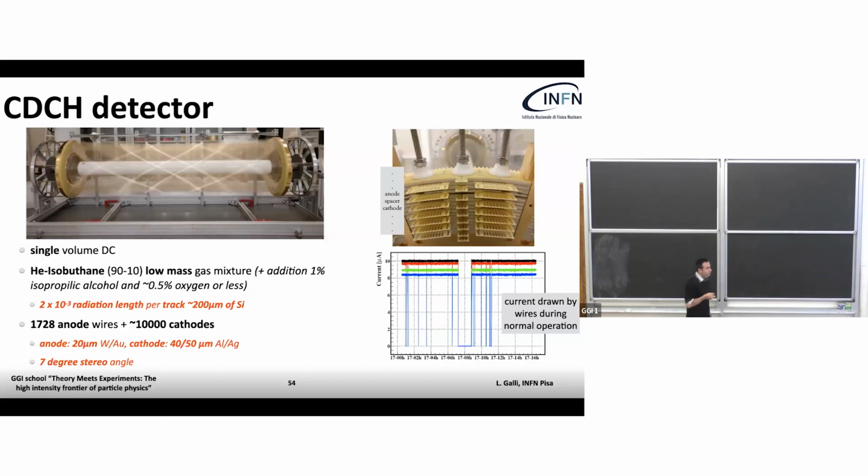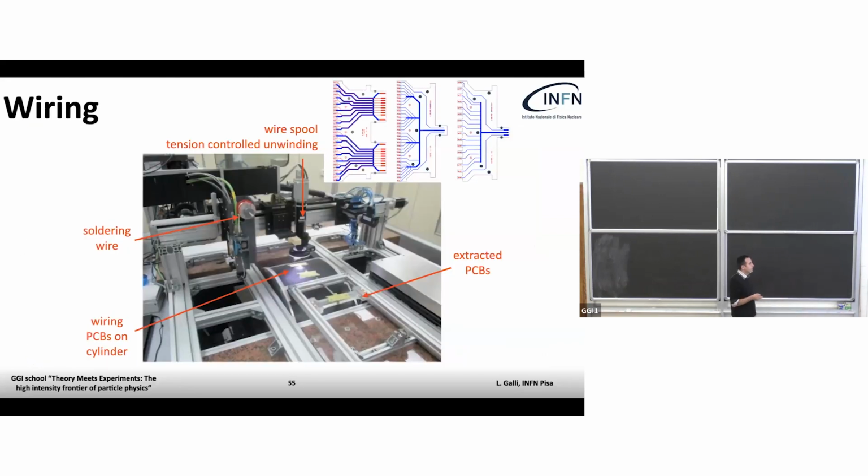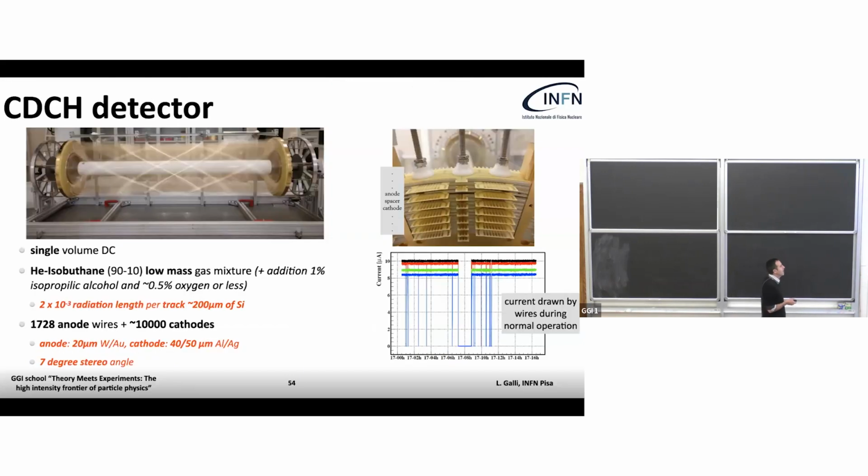This is a picture of our drift chamber open in the lab. It is a single volume, a very low mass gas, which is helium isobutane plus something. Otherwise, it doesn't work. But the nice thing is this something, which we don't know why lets it work, which is very nice. And one full track in this is equivalent to 200 micron silicon detectors. Okay, so you see what you gain. Of course, you pay in the fact that you have fewer hits, but finally, you can get the performance that you need.